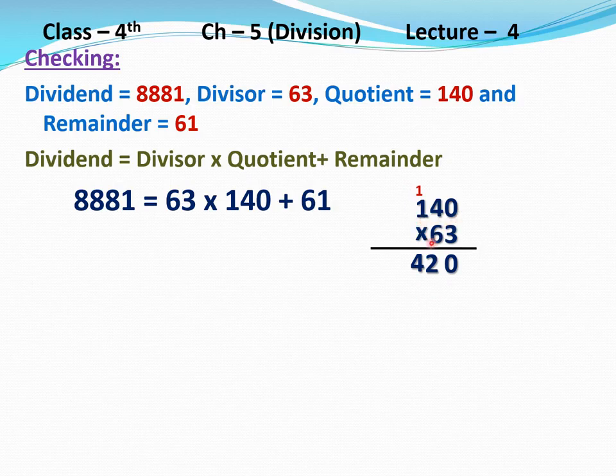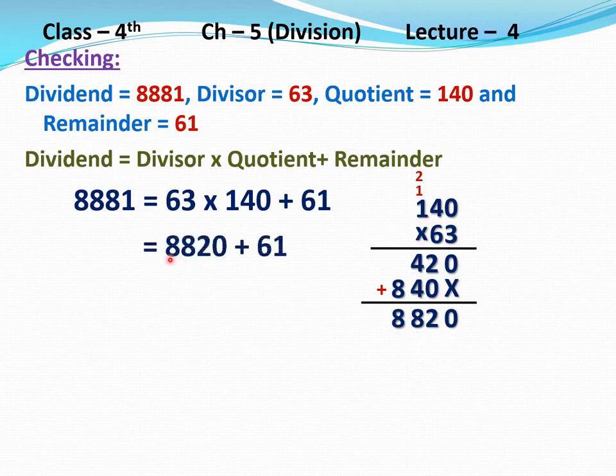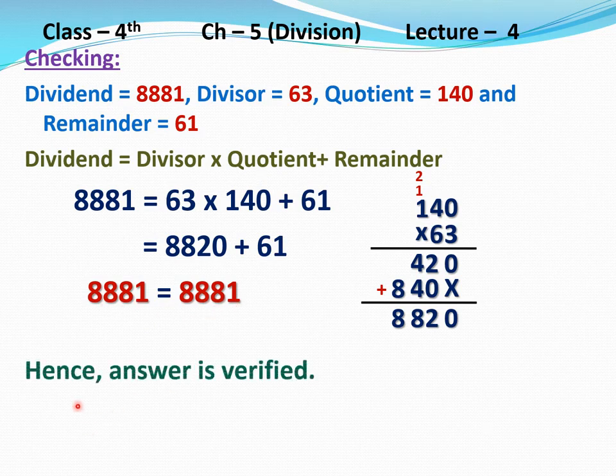Now multiply 140 by 6. See, 6 zeros are 0, write 0 here. 6 4s are 24, write 4 here and 2 carry. 6 1s are 6 plus 2, 8, write 8 here. Now we will do addition. Write 0 here, 2 plus 0, 2, write 2 here, 4 plus 4, 8, write 8 here and write 8 as it is. 140 multiply 63 equal to 8820. Write down equal to 8820 plus 61. Now add 8820 plus 61. That will be equal to 8881. Now see, left hand side and right hand side both are equal. Hence the answer is verified. Clear?